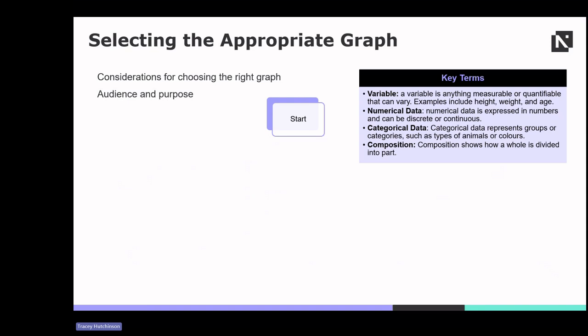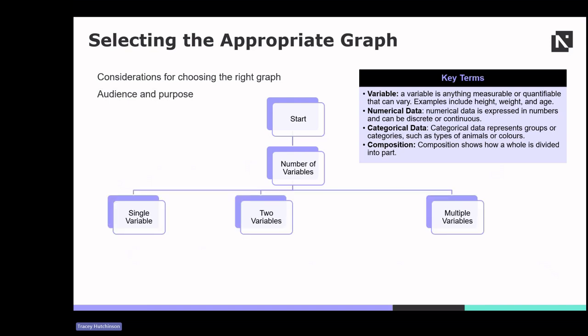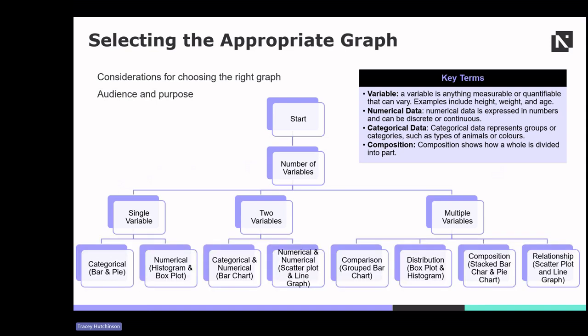The first decision point asks you to identify the number of variables you are working with: a single variable, two variables, or multiple variables. If you have a single variable, the next step is to determine if your data is categorical or numerical. Categorical data can be presented with bar charts and pie charts, and numerical data is best visualized with histograms or box plots.